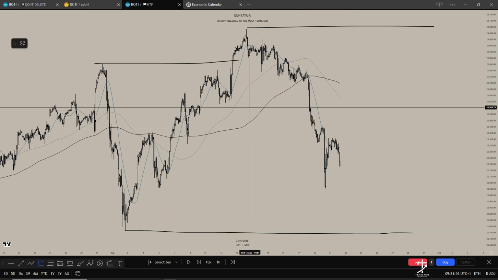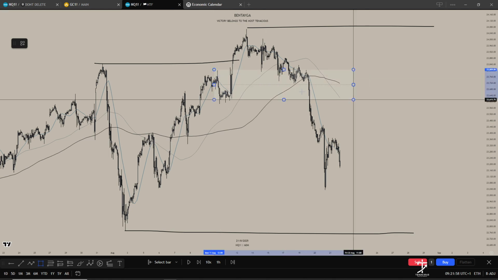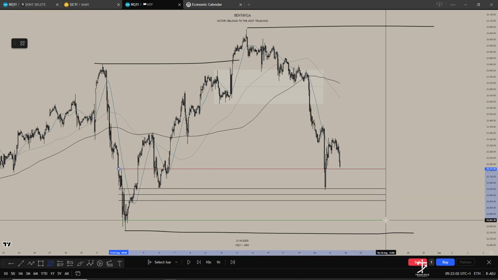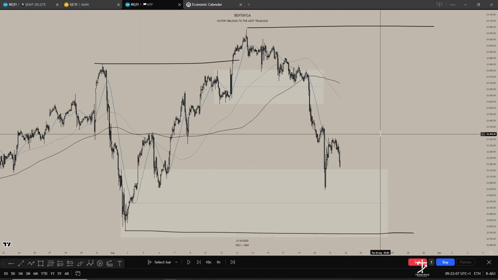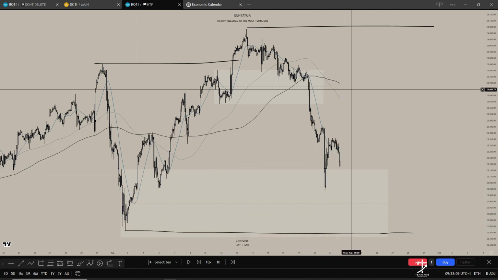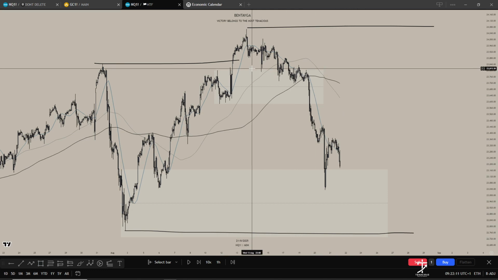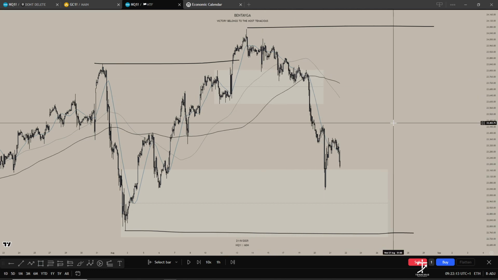But also, as I said yesterday, when price disrespects the SNDR, we tend to go back to a mitigated move origin before potentially bouncing back up. So until then, obviously, I'll just be looking for shorts.